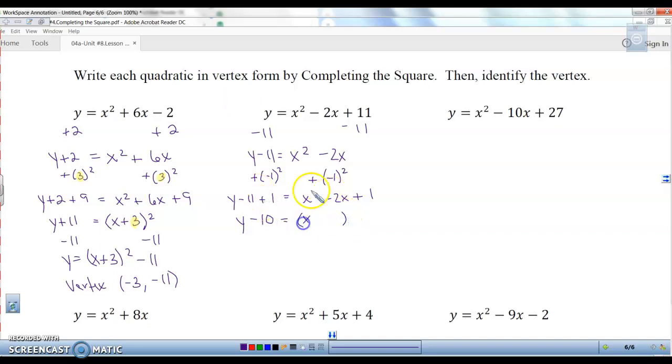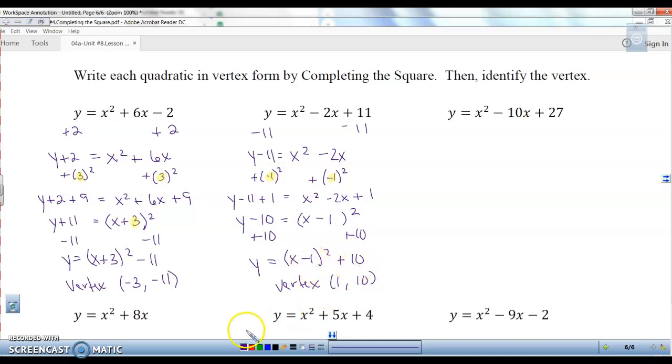Well, it'll be x, and what did we take half of here? It'll be x minus 1 quantity squared. Move the 10 back to the other side. Y equals x minus 1 quantity squared plus 10, and your vertex will be at 1, 10.